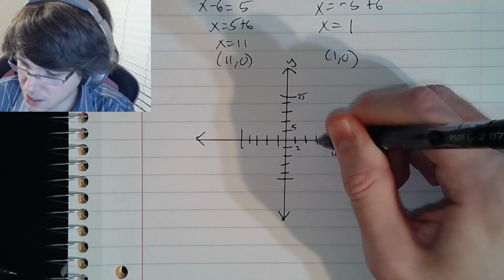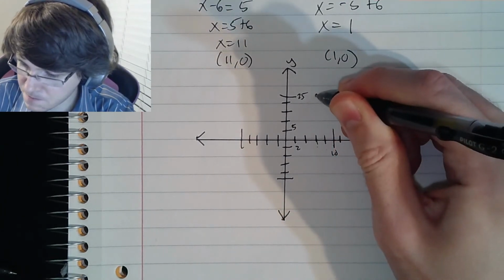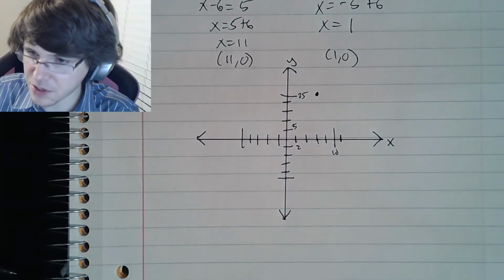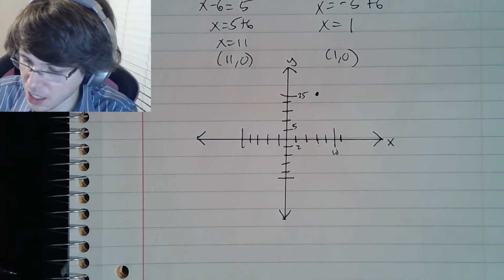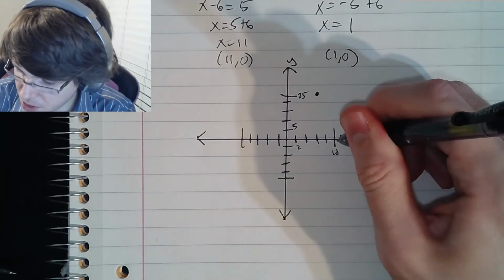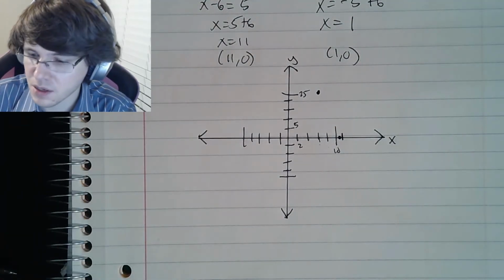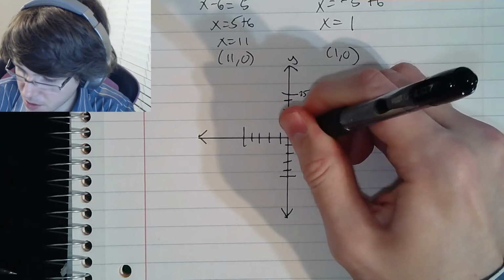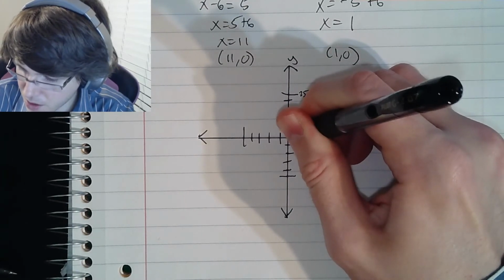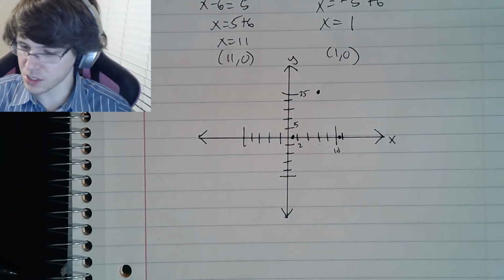2, 4, 6 up to 25 is right there. There's my vertex. Then we got 11 comma 0. 11 comma 0 is going to be smack dab right there. And then 1 comma 0 is going to be right there. And now we just need to connect our dots.